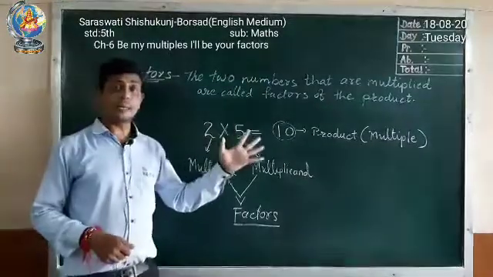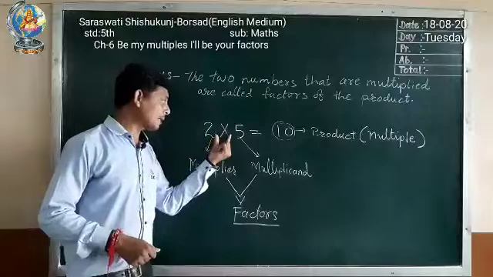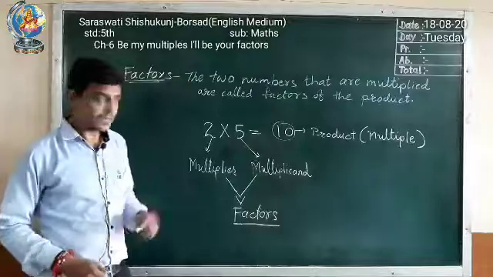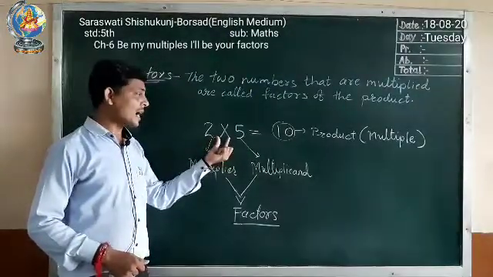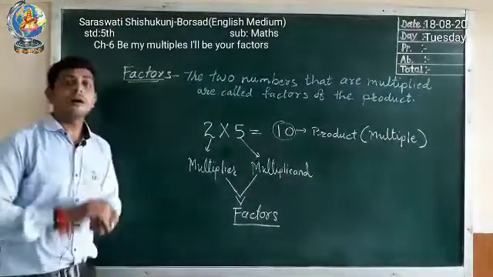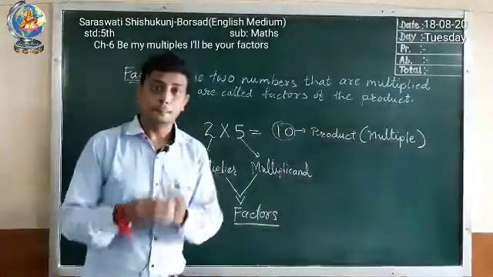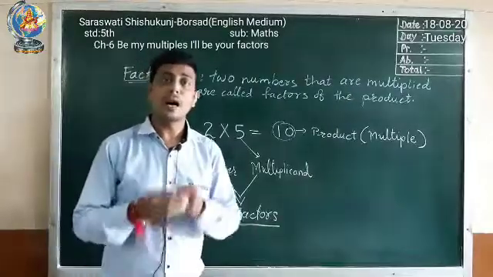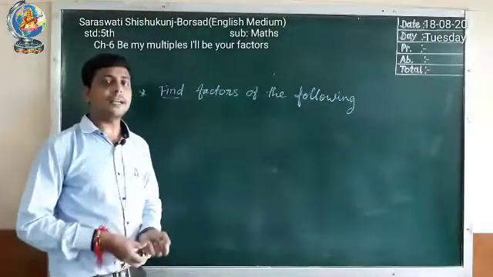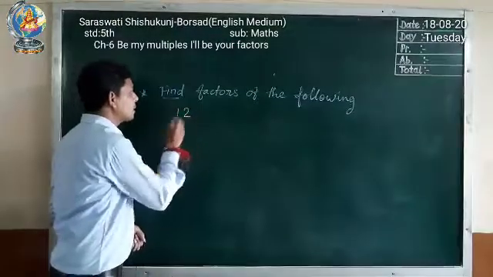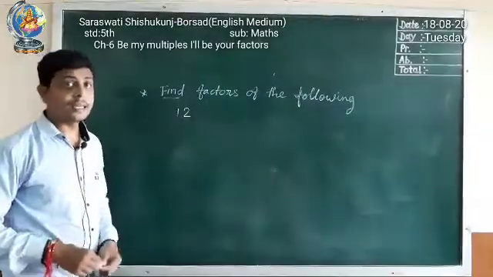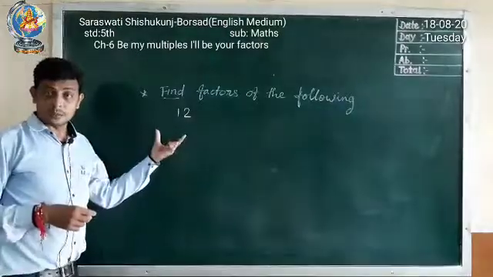The two numbers that are multiplied are called factors of the product. Once again, the two numbers that are multiplied are called factors of the product. Understood? Now we will find out the factors of a given number. How to find the factors of a number, that we will learn now. Suppose I want to find the factors of 12. How can I find the factors of 12?